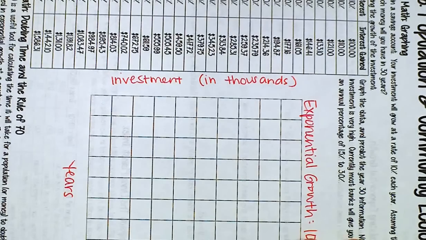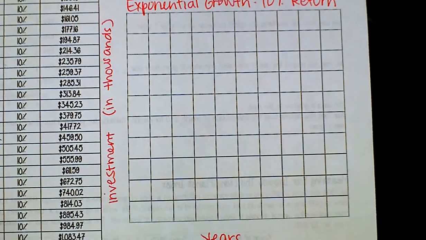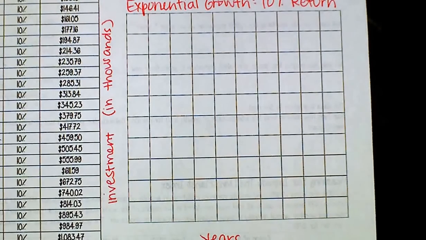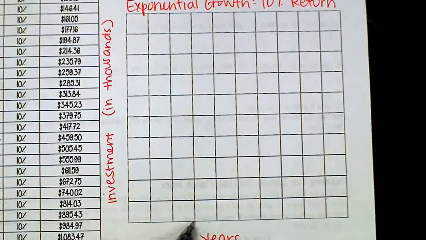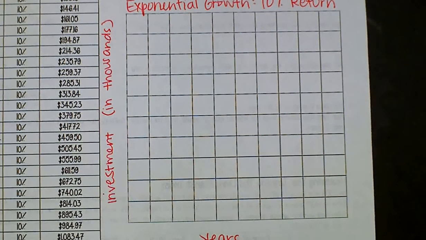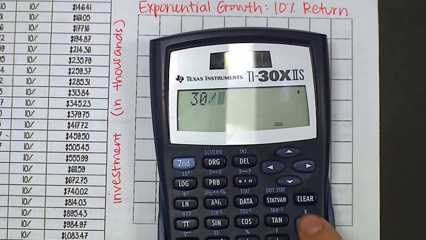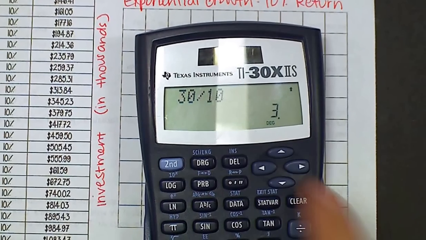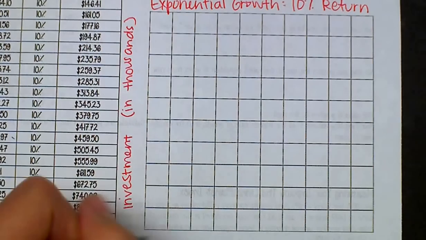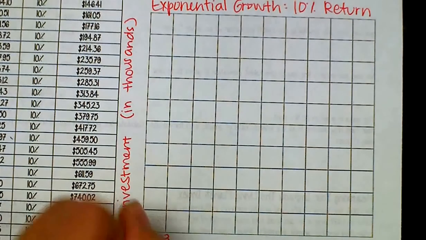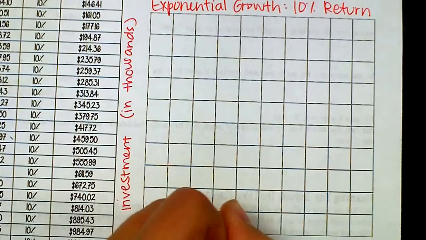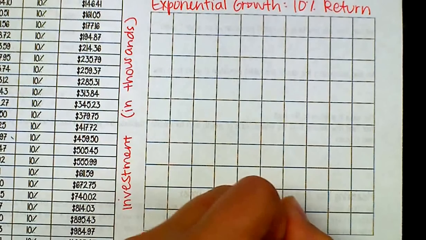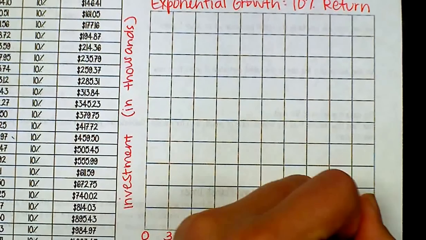Okay, so I'm going to keep that as in thousands. All right, now on my graph, I can see that I have 1, 2, 3, 4, 5, 6, 7, 8, 9, 10 boxes, and I have 30 years. So in my calculator, I'm going to do 30 divided by 10, and that's going to give me my increment. So that's going to be 3. So I'm going to make my graph go by 3. So 0, 3, 6, 9, 12, 15, 18, 21, 24, 27, and 30.